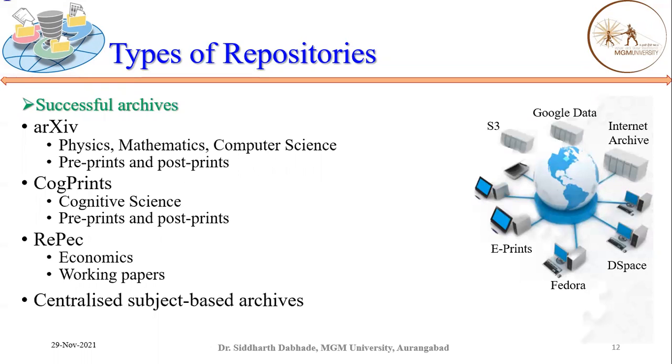Then these are certain examples where repositories are very useful. Google Data is one of the data repositories, along with Internet Archive, DSpace, Fedora, ePrints, and S3. S3 now is Amazon Web Services, right? arXiv can be useful in various subjects like physics, mathematics, computer science, preprints and postprints. Cogprints is useful in cognitive science. Then RePEc is useful in economics and working papers. Based on the subject of the archive, it can vary.